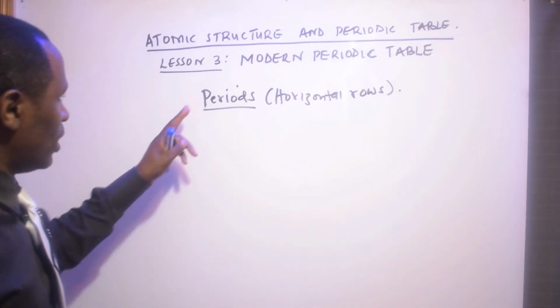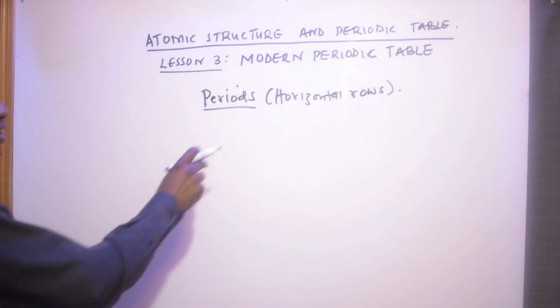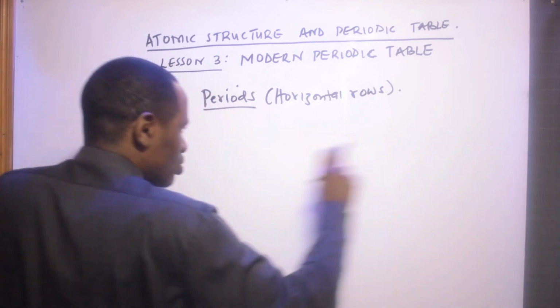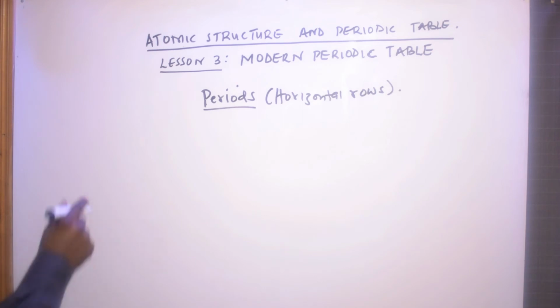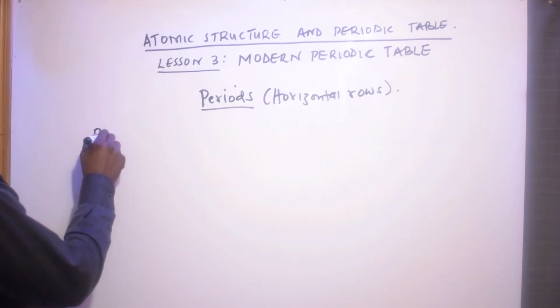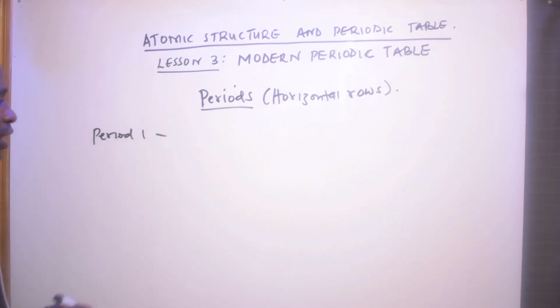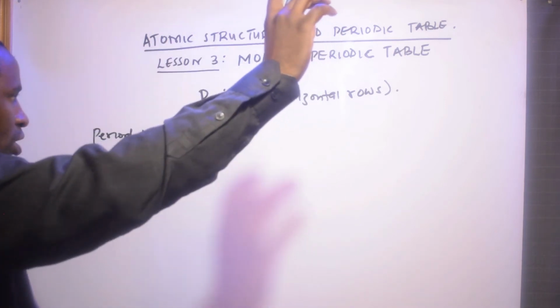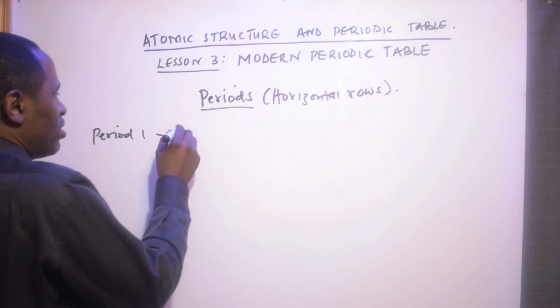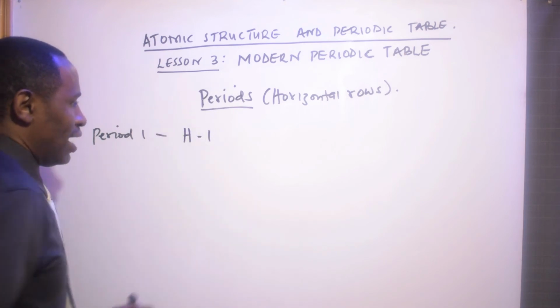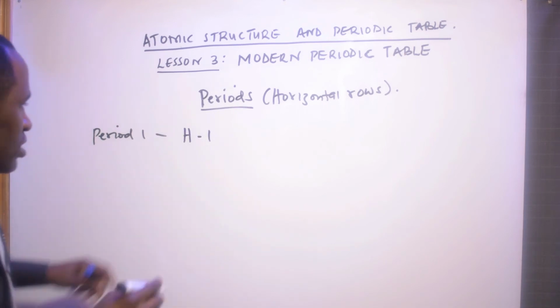Now let's look at the periods here, and these are the horizontal rows, moving from left to right in the periodic table. Maybe I can mention something about period 1, for example. In period 1, the first row, if you're referring to my periodic table, we have hydrogen, and hydrogen has an electron configuration of 1. We have just seen this one here.